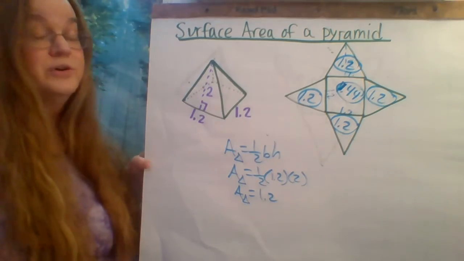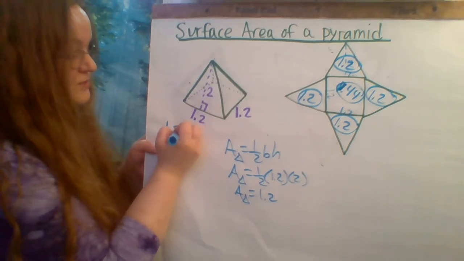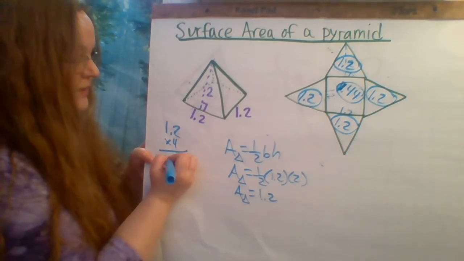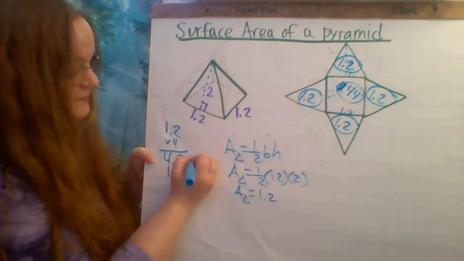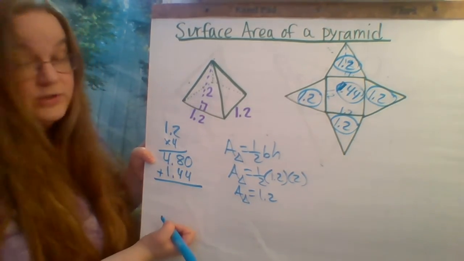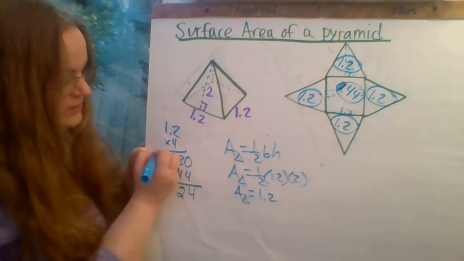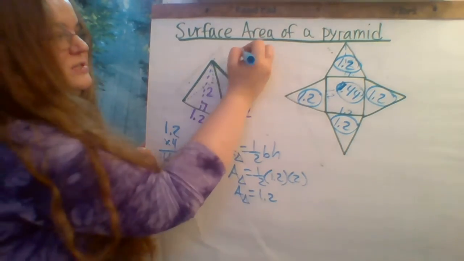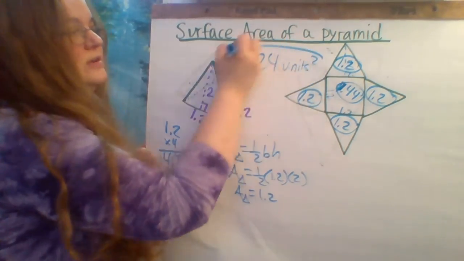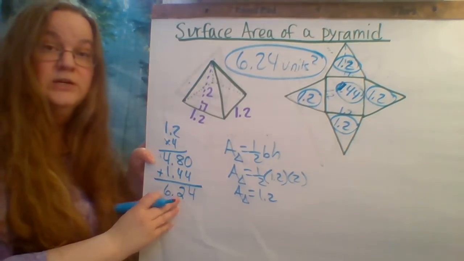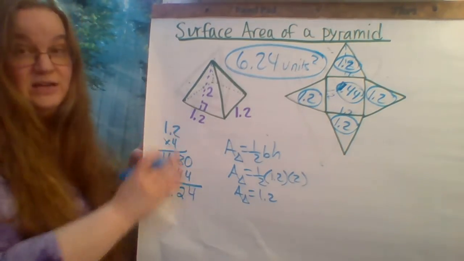In order to find the surface area, I can do 1.2 times 4 because there's 4 of them. And once I've done that, I can add it to 1.44. And that will give me my total surface area. So 4.8 plus 1.44 is 6.24 units squared. That is going to be the surface area of this pyramid. Again, finding the area of the base and the area of the triangles and adding them together.